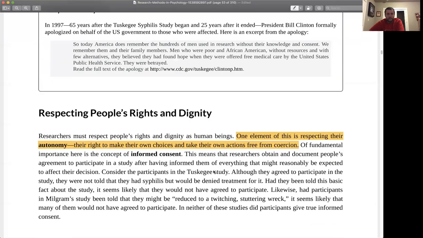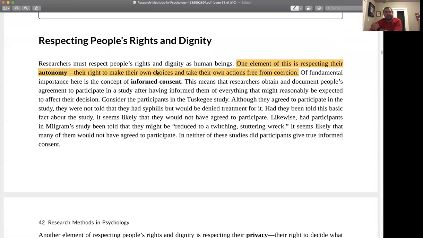So here's that. Respecting people's rights and dignity. Autonomy, very important, right to make their own choices and take their own actions free from coercion. This is one of the reasons why vulnerable populations, so children, prisoners, elderly, they ultimately need to subject themselves to the research. Kids can't. Their parents can sign informed consents, and we still can study children, obviously, but we have to be very careful about the way we do it.